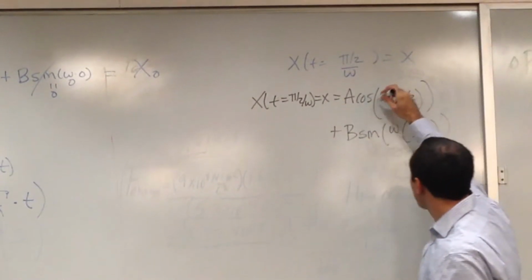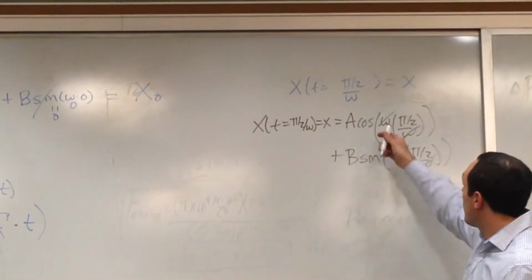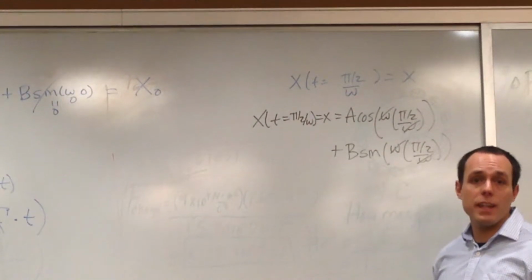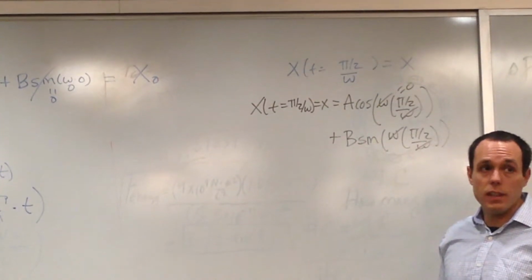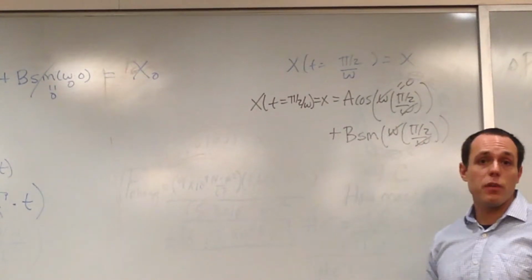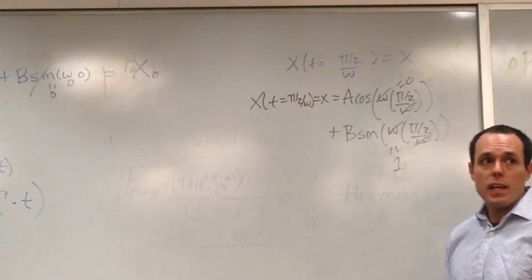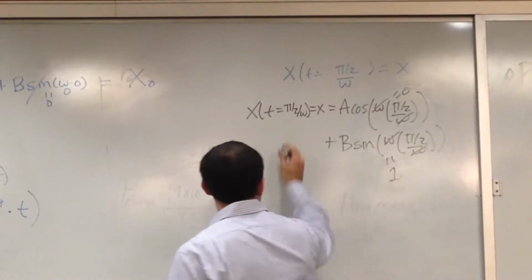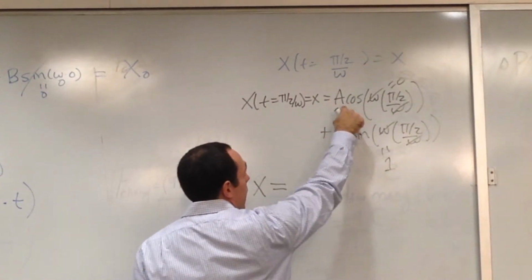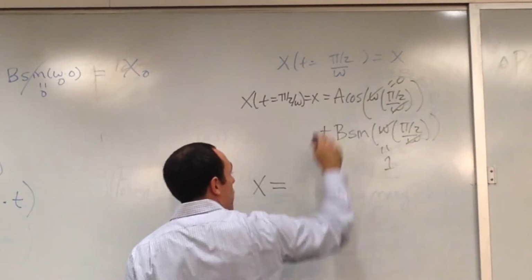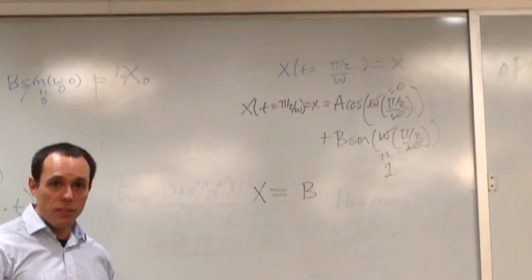Now the reason I did this is because the omegas cancel each other out. The cosine of pi over 2, which is 90 degrees, is by definition equal to 0. The sine of pi over 2, 90 degrees, is by definition equal to 1. And in this case, what I find is that at this specific time, the value is x, and this value, a times the cosine, is 0, so everything's 0. B times 1 is just b, so b is equal to x.